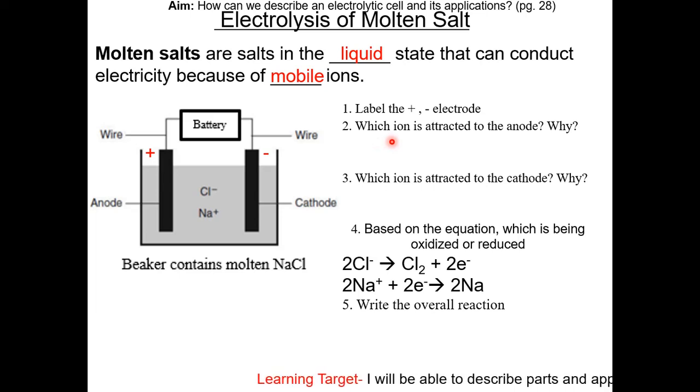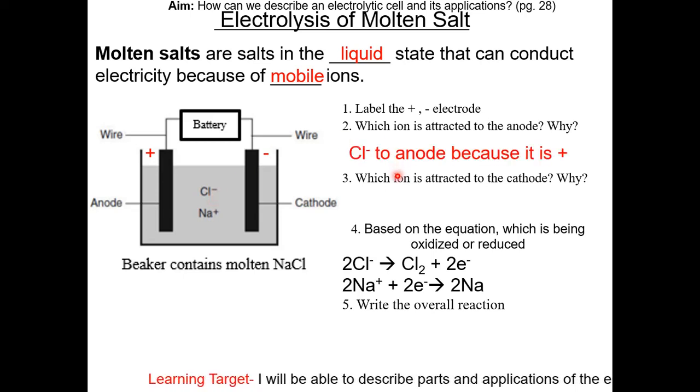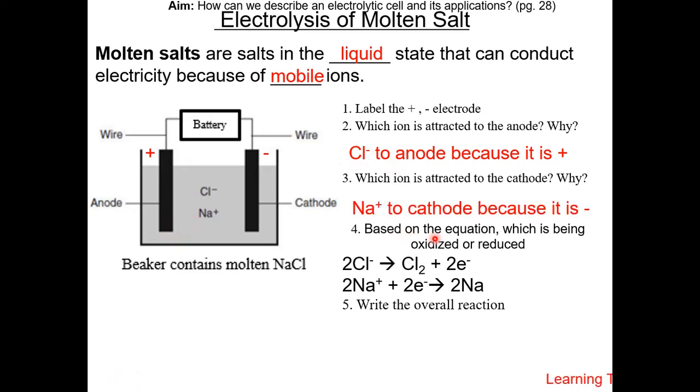Which ion is attracted to the anode? It'll be the anion because opposites attract. That's chloride. Which ion is attracted to the cathode and why? It'll be the sodium ion because opposites attract. Based on the equation, which is being oxidized or reduced? Chloride is being oxidized and sodium is being reduced.